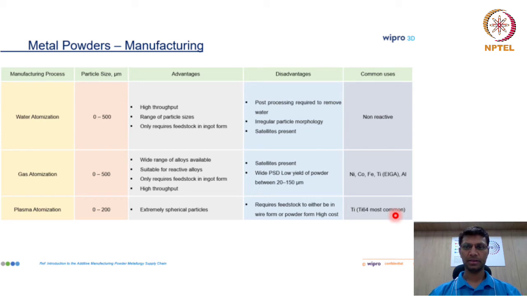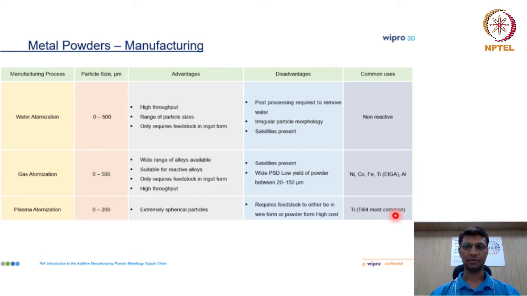This process is suitable for reactive alloys and also has high throughput. But in this process also satellite formation can be seen. Plasma atomization is the process where we can get extremely spherical particles, but the limiting factor is its cost. Costs are seen to be very high for the plasma atomized powders.